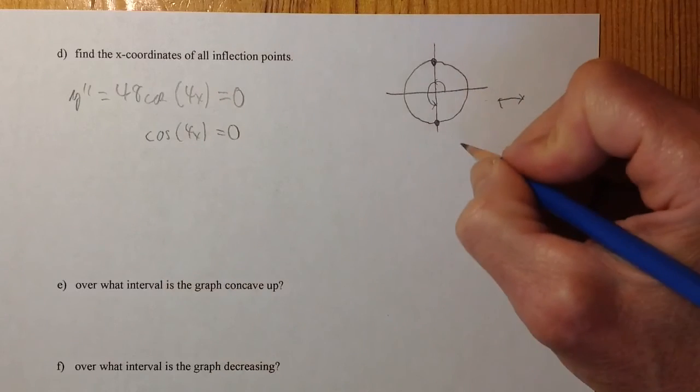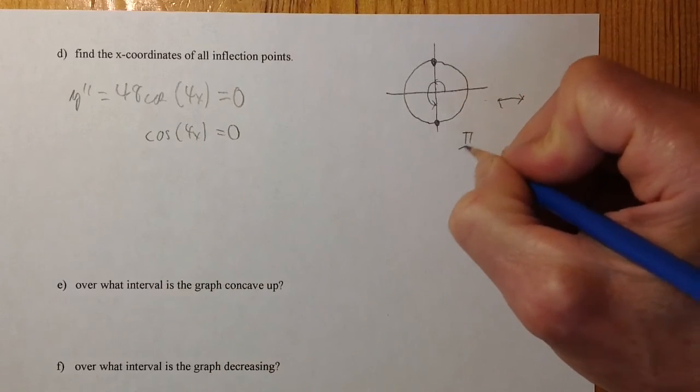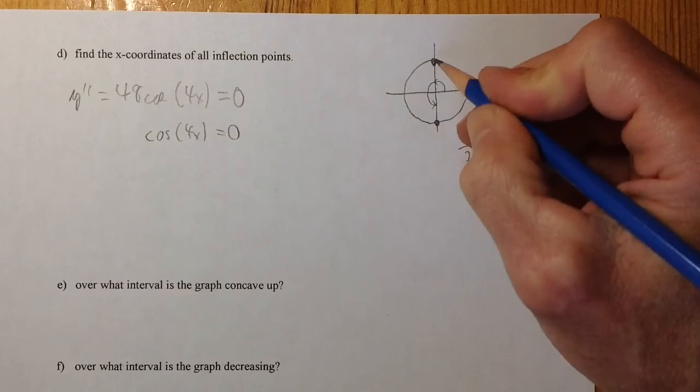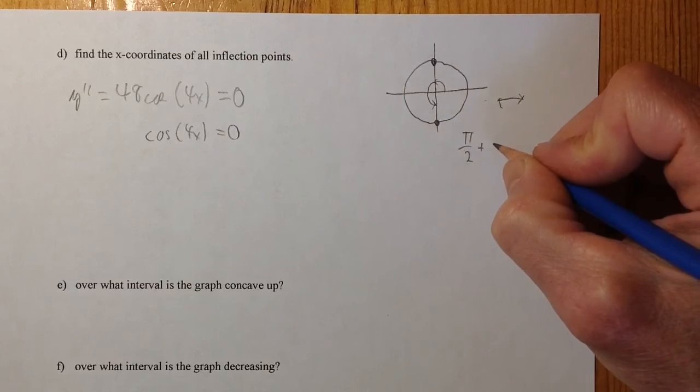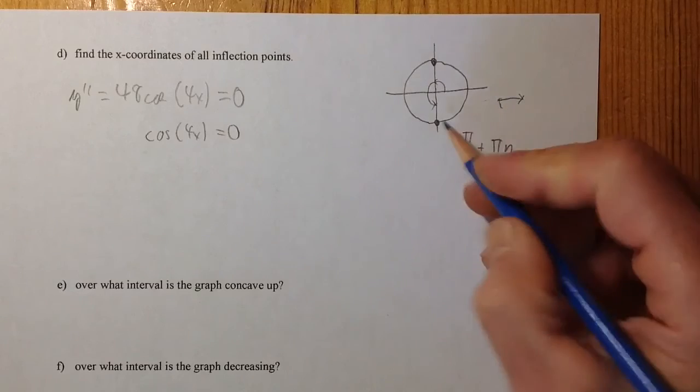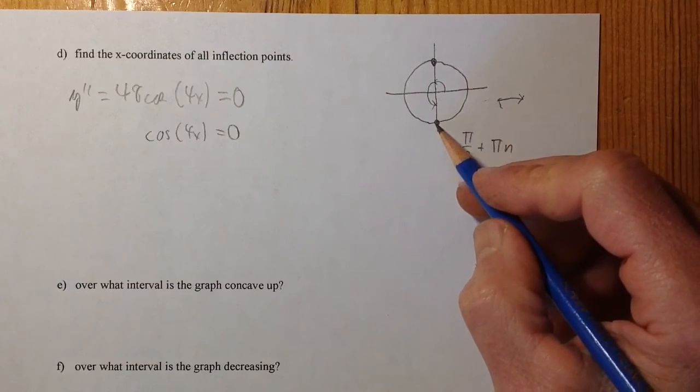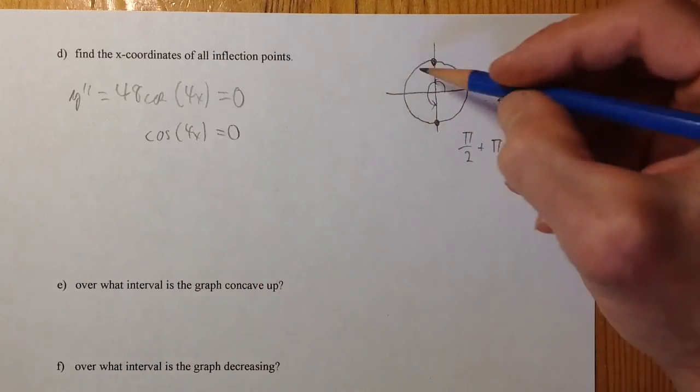So basically that's pi over 2 plus pi and another pi and another pi and another pi. So plus pi n, plus multiples of pi. That covers both of them in this case. So when you get nice simple ones with 0, they often cover both.